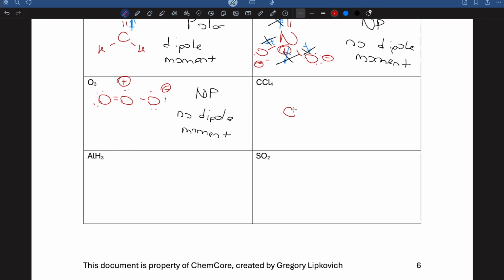CCl4 should look like this. We drew the structure a couple times this worksheet. And every chlorine has 3 lone pairs. And each carbon-chlorine bond is polar, going toward chlorine. And they do all cancel each other out. The left and right cancel each other out, and the up and down cancel each other out, meaning that the structure is overall nonpolar with no dipole moment.